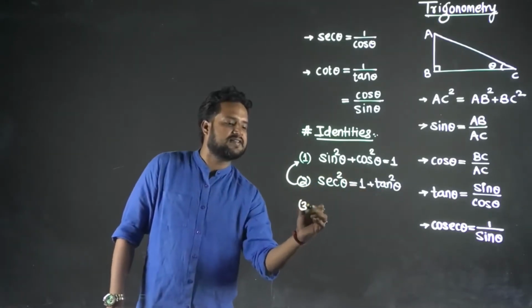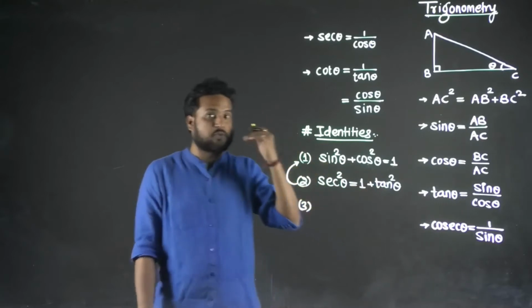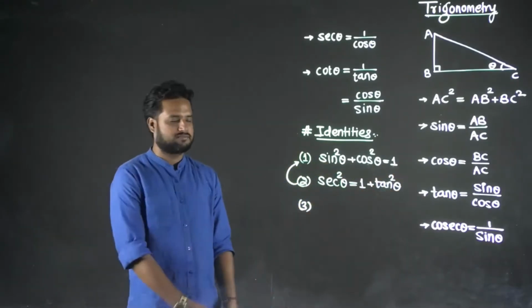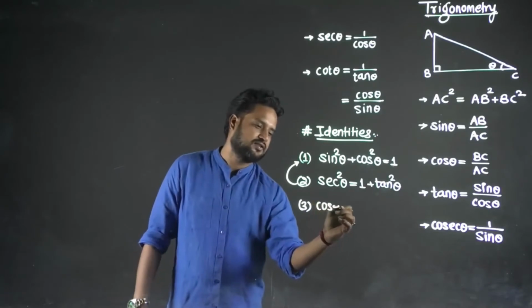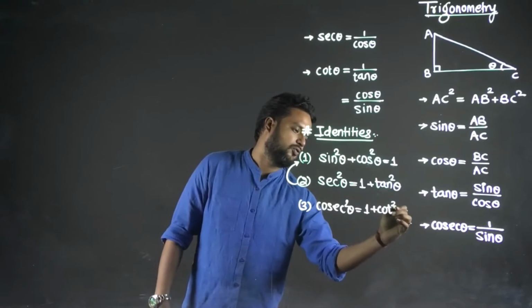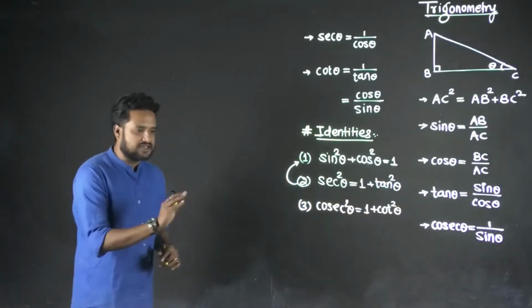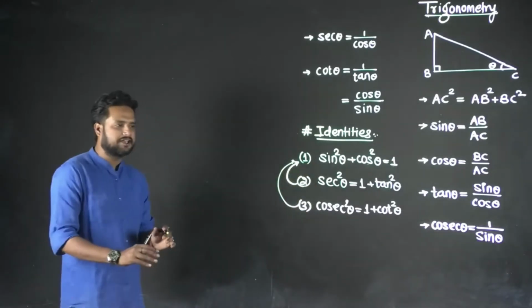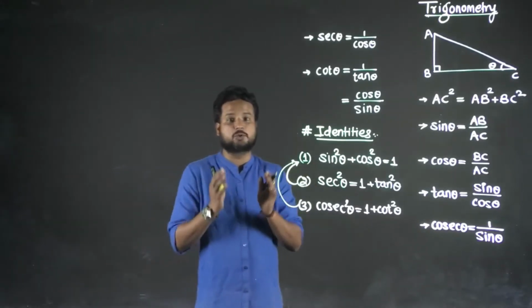What if I divide the same identity, which we are aware of, by sine square theta? What will I be getting? Yes, that's it. Cosec square theta is 1 plus cot square theta. So these are the three identities. Obviously this is also obtained from this only. Three identities that you need to remember.